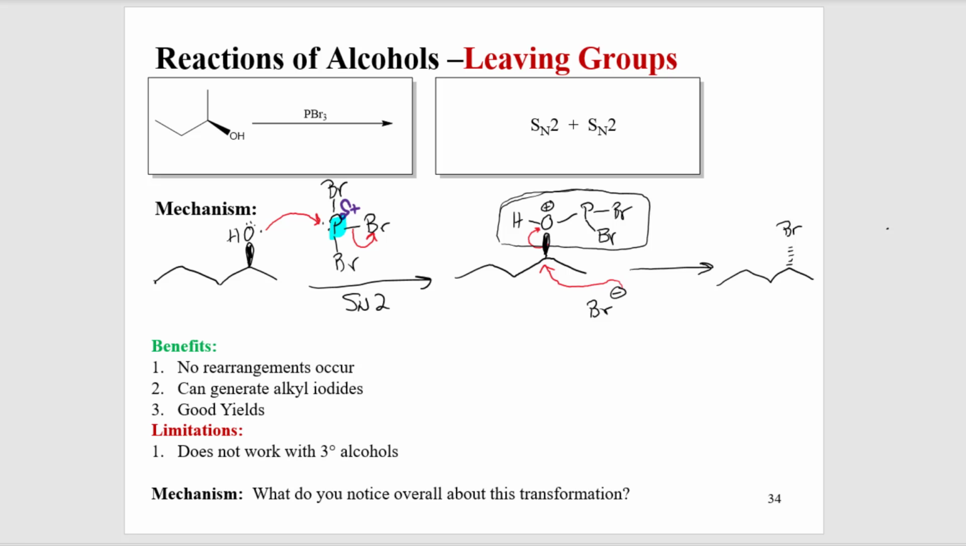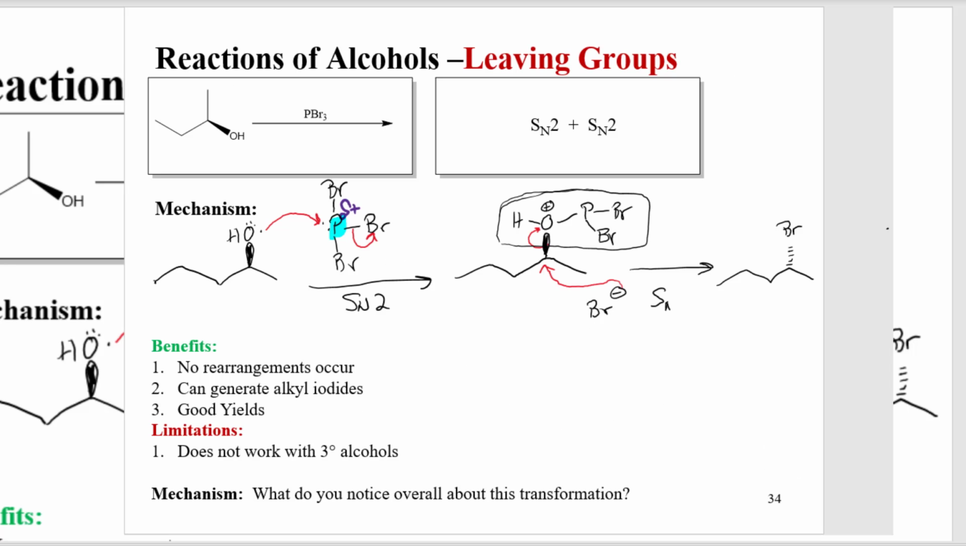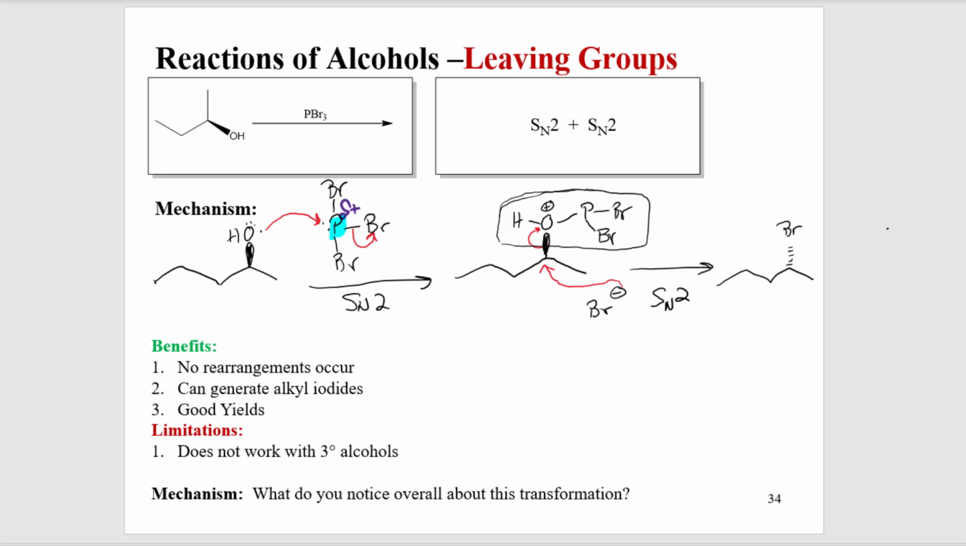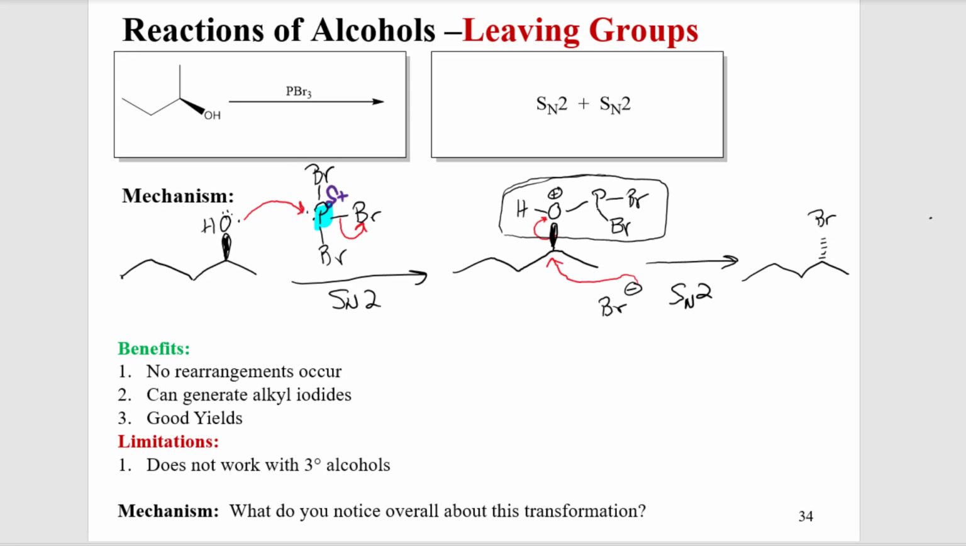So, benefits to this reaction. Because you're doing an SN2 reaction, you are not seeing any rearrangements. So you don't have to worry about any rearrangements occurring. You can actually use PI3 and get alkyl iodines, right? So an iodine is possible through this method. You also get pretty good yields from this method. It's a pretty easy reaction to run.